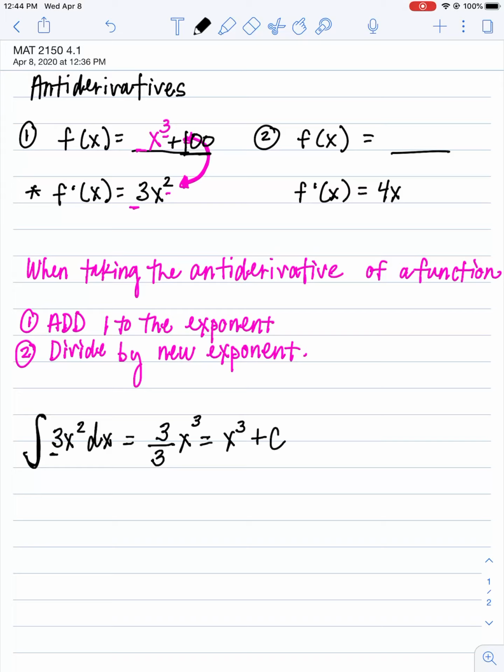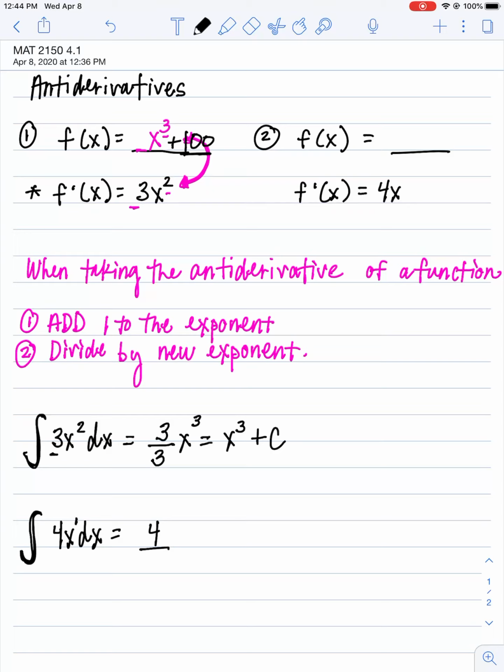So please remember to put your plus c when taking the antiderivative, okay? So let's take a look at number 2 that I wrote up there from the beginning. If I use the correct notation, the elongated s, that means antiderivative of 4x with respect to x equals, the coefficient is 4, leave the coefficient as 4. You're going to divide the coefficient by the new exponent. The exponent over here was an imaginary 1, which means the exponent is going to become a 2.